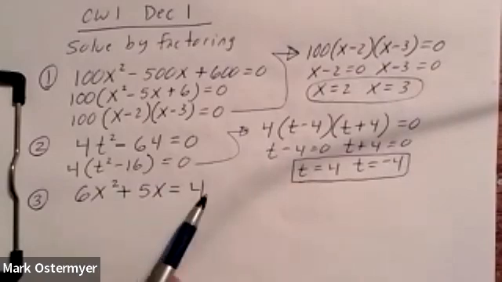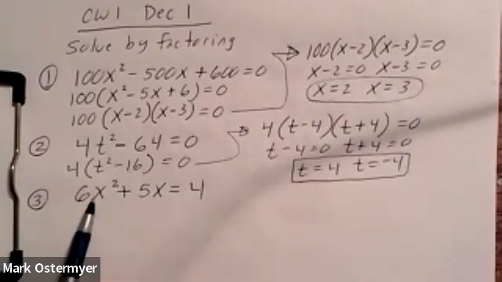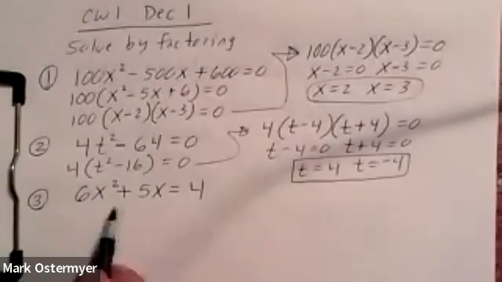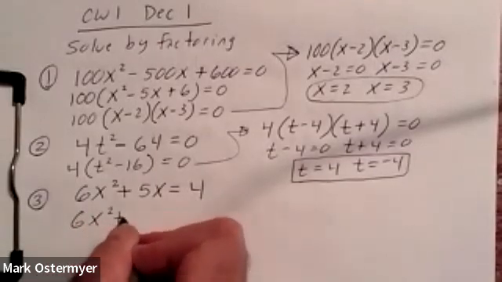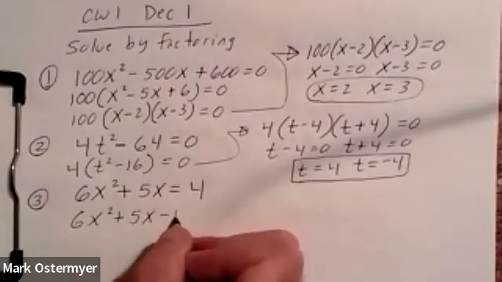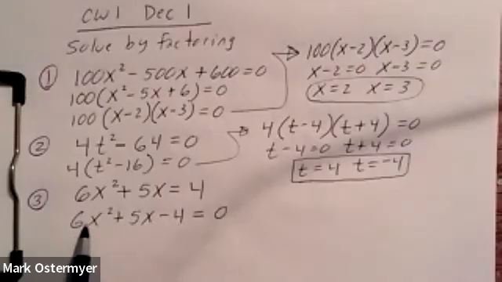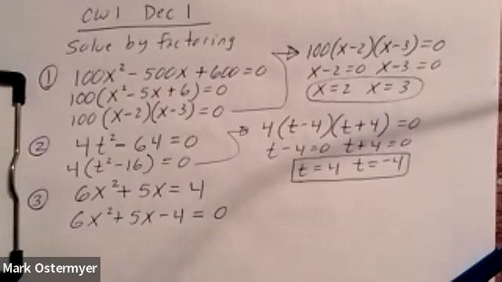Finally, anybody have any success on this last one here? I was still trying to work it out. This one's a little bit more difficult. First, we have to zero the equation out by subtracting 4 from both sides. And then you got to try to factor this trinomial here. I'm going to give you a minute or so more to try to finish this problem, okay? So see if you can finish that problem there.